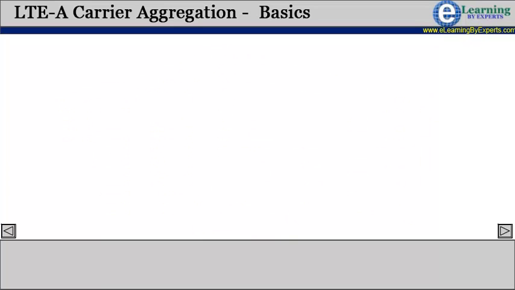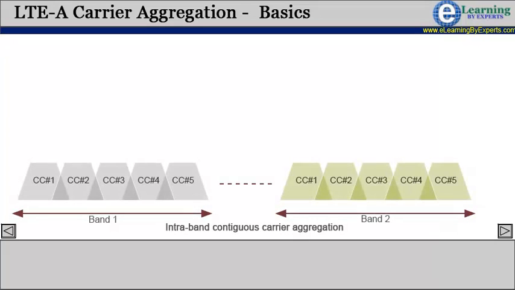There are 3 types of carrier aggregation. 1. Intra-band contiguous carrier aggregation. In this, 2 or more continuous component carriers, CC, within the same frequency band may be allocated to LTE-A. This applies when an operator owns a wide available frequency band.